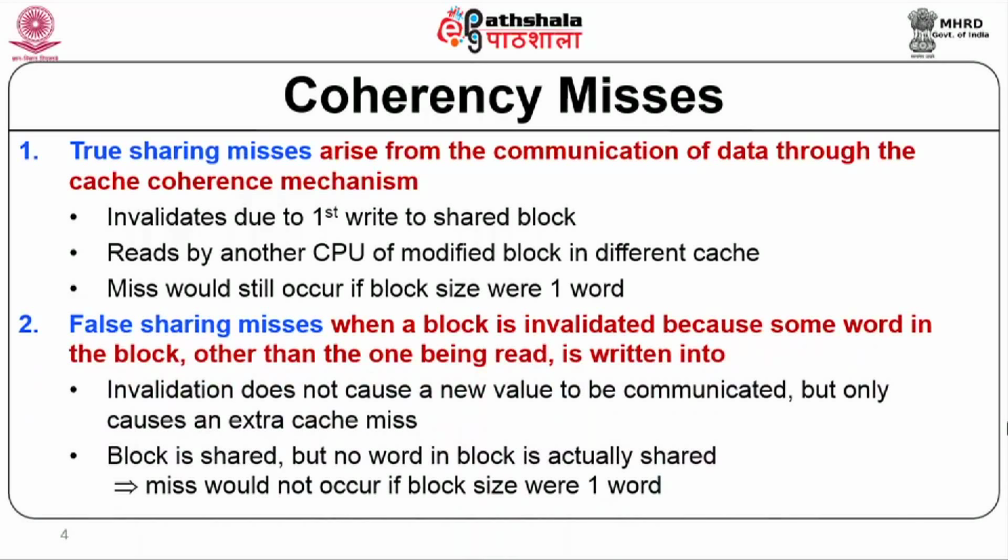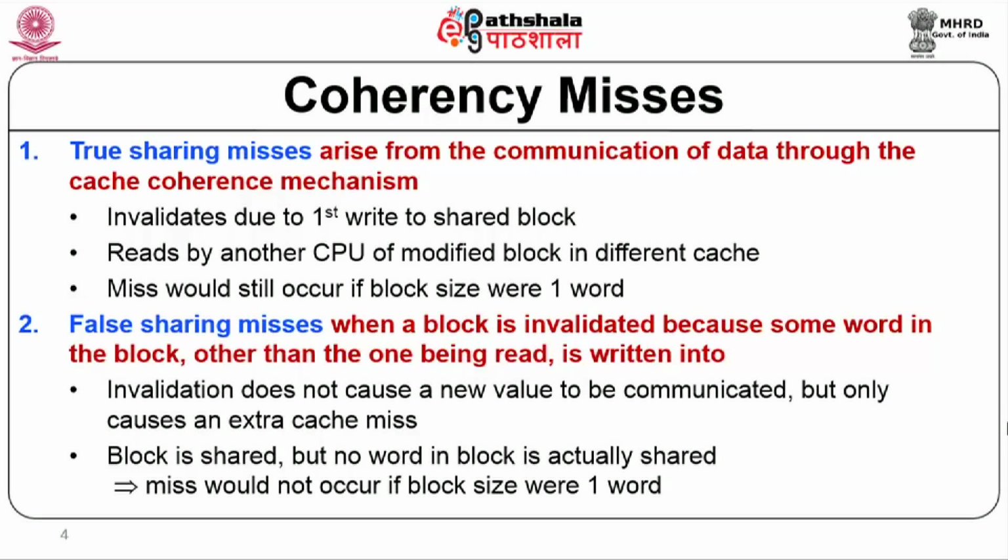On the other hand, false sharing misses are those when a block is invalidated because some word in the block other than the one being read is written into. So, basically say for example, I have a block A that has been cached by 2 processors. Processor 1 modifies this block, so it has been invalidated there. Processor 2 wants to read this data. He may want to read some other data within the same block. He is not using the modified data of the first processor, but still because the entire block has been invalidated, he will have to read it afresh and then use the data. So, that becomes a false sharing miss.